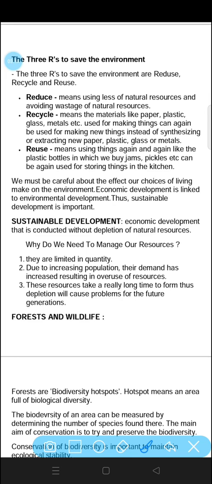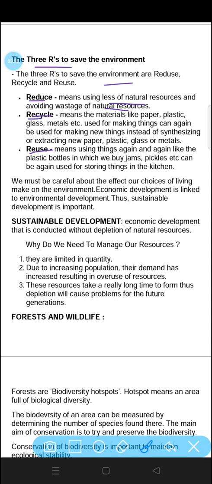Now let's talk about the 3 R's. The 3 R's are reduce, reuse and recycle. We can use these 3 R's to save the environment. Reduce means to use less of natural resources and avoid wastage of natural resources. We should reduce the use of natural resources as much as we can. We should not waste them, so that we can use them with proper honesty.